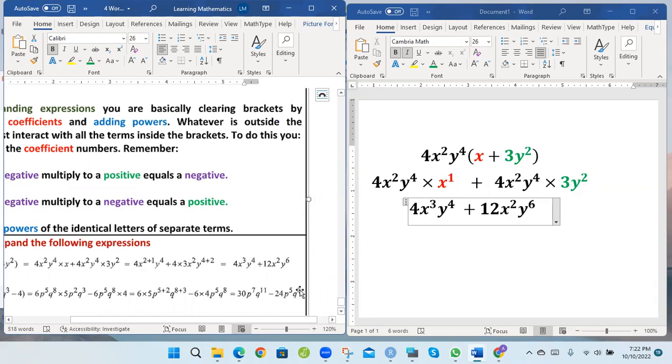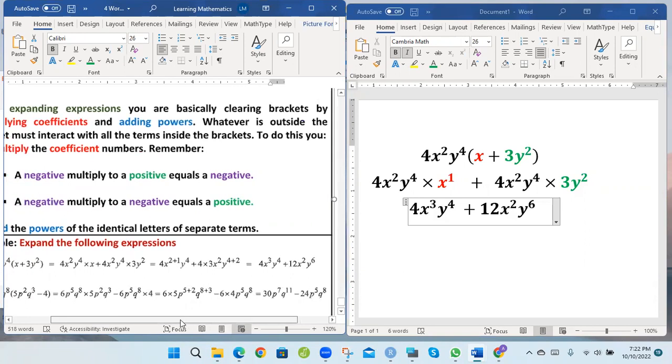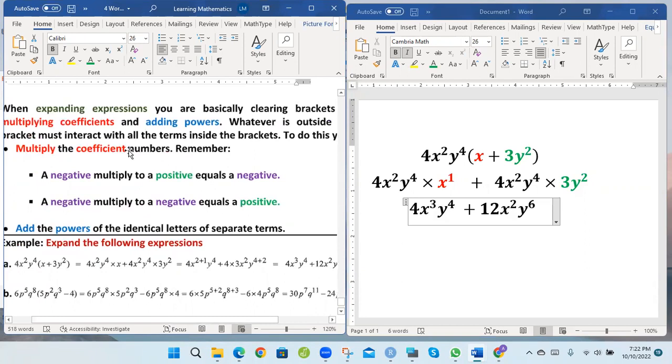So in a nutshell, add the powers of the same letters and multiply the coefficients. The coefficients are the numbers in front of the letter. Remember this term. Here it is. Multiply the coefficient numbers, the numbers that are in front of the letters. You can multiply them. 4 times 3 is 12. But you have to add the exponents. You have to add the powers of the same letters. Multiplying to expand brackets.